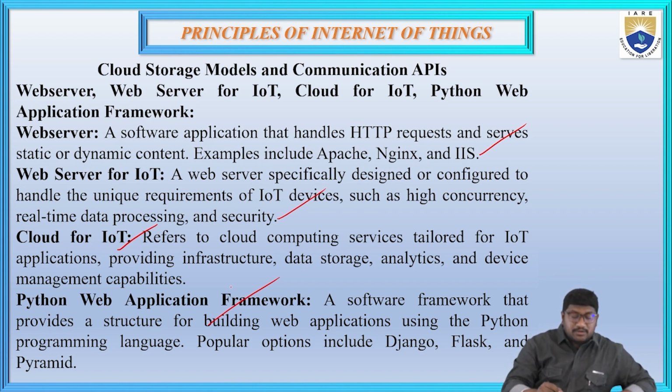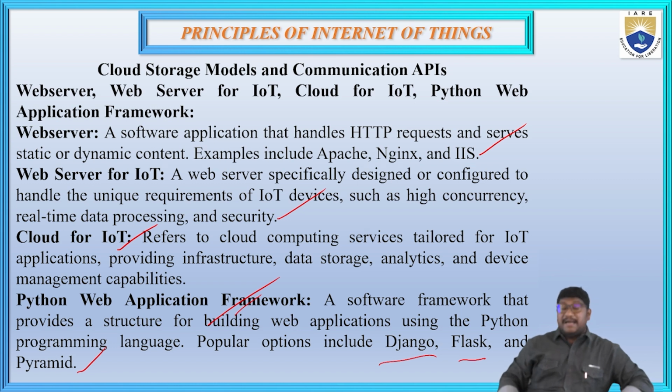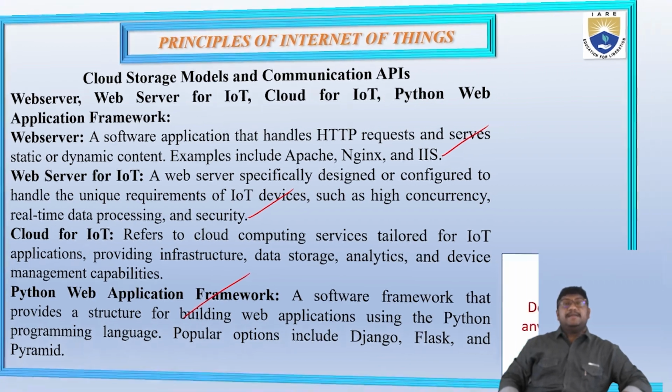Along with that, we need to know about the Python web application framework. This is a software framework which provides you a structure for building web applications, guys, by using the Python programming language. Here, the most popular options are Django, Flask, and Pyramid. By using these three, we are going to design web applications using the Python programming language. A Python web application framework provides a structure for building web applications, guys.